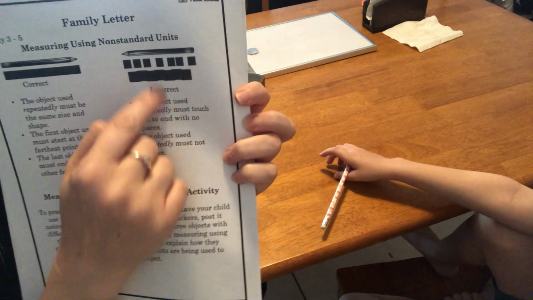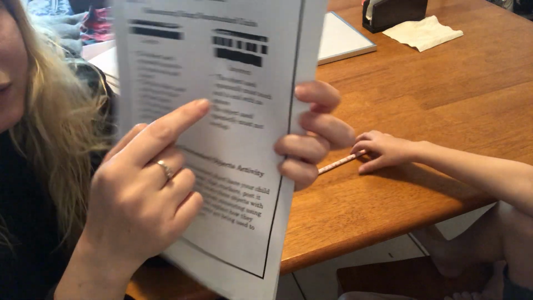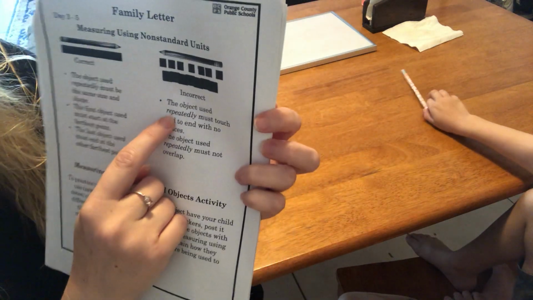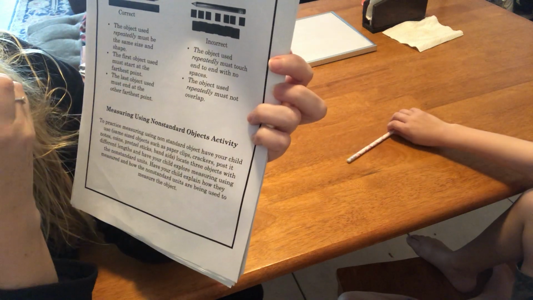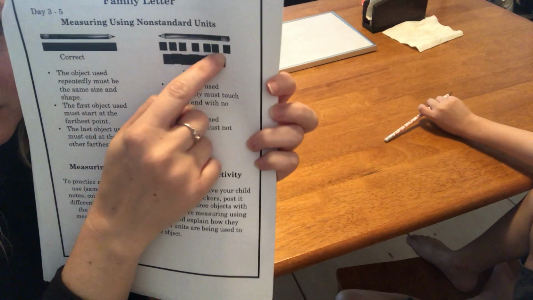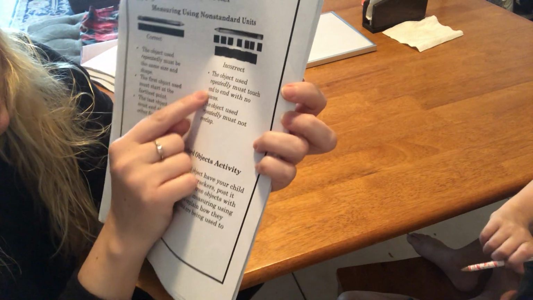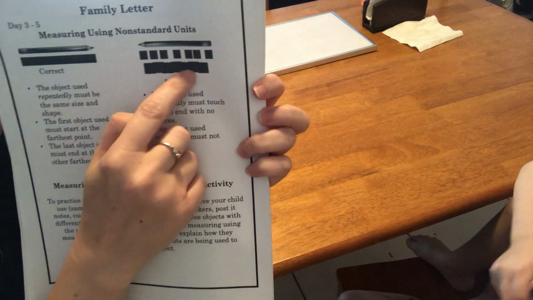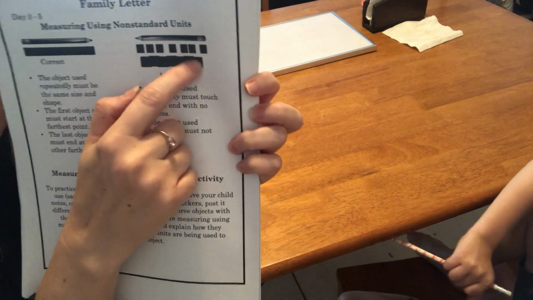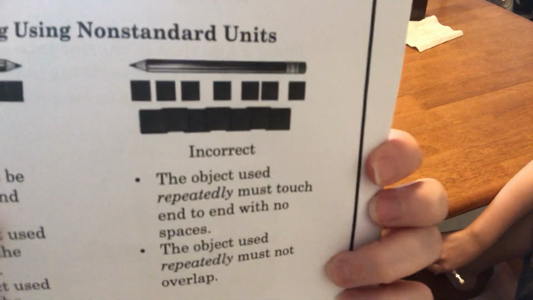Okay, these are some examples of incorrect measuring using non-standard units. So the object used repeatedly must touch end to end with no spaces. So this is not an example because there's spaces in between, right? Okay, and the object used repeatedly must not overlap. And this is overlapping each other because it's got pieces that are on top of each other, if you can see.